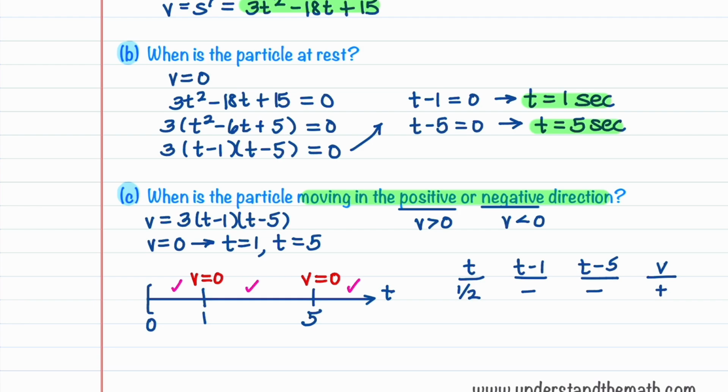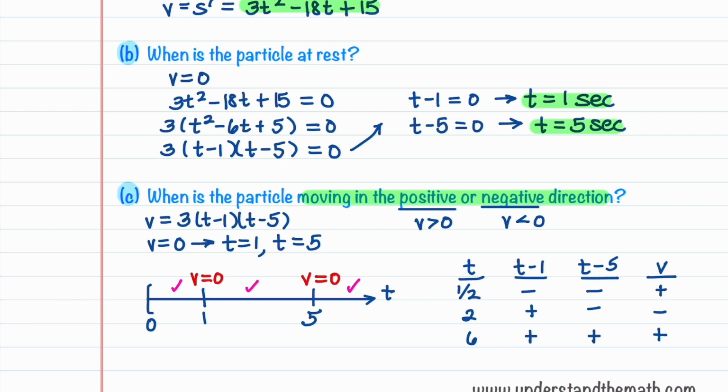Now I'm going to pick a point between 1 and 5. I'll just choose 2. 2 minus 1 is positive. 2 minus 5 is negative. So our velocity is negative. And then lastly, I'm going to pick a point that is greater than 5. So let's just say 6. 6 minus 1 is positive. 6 minus 5 is positive. So our velocity is positive.